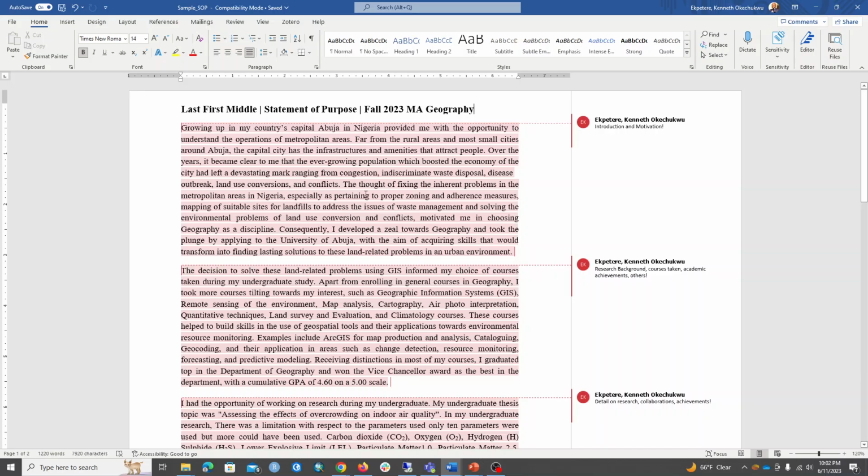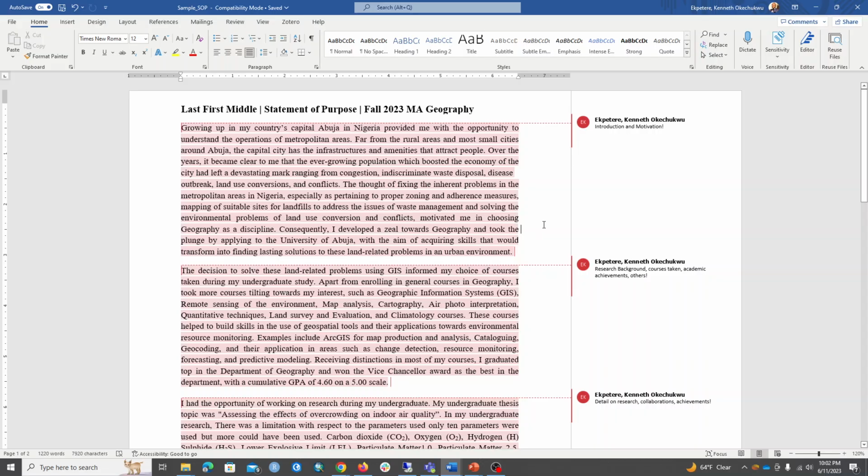So here is an example of an SOP I guided my past client with last year, and this client actually got her admission, and she is currently in the United States pursuing her master's degree. It's important to look at how we broke it down, right? So we have the name, the last, first, and the middle name. We have a title, statement of purpose, and we're applying for fall 2023 Masters in Art Geography. So it's important to give this nice title.